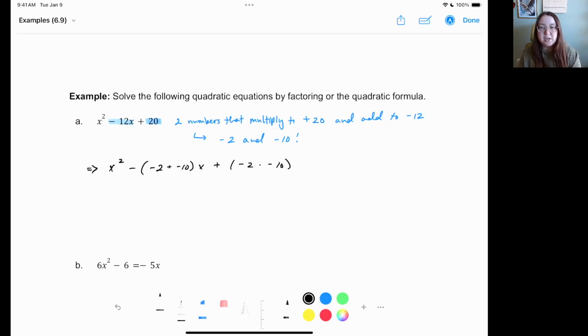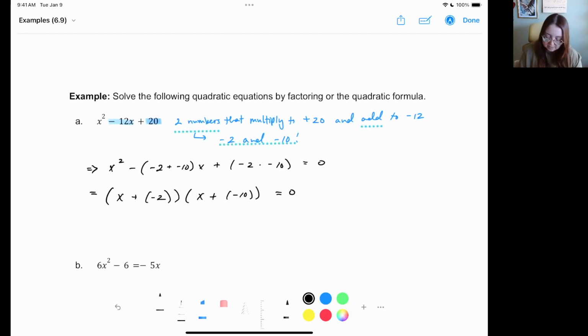So this would check out if we simplified it. But this means that it factors into x, and typically we write plus, but these are negative numbers, so we get x plus negative 2 times x plus negative 10 equals 0. So we can simplify these a little bit. X plus a negative 2 is really just x minus 2, and x minus 10 equals 0.